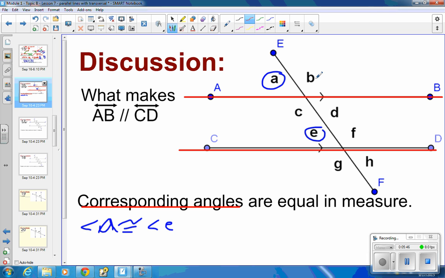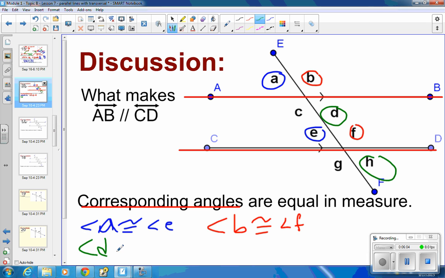How else could I prove this? Well, angle B would have to correspond with angle F. If you slid B down, it would land on top of F. So angle B would be congruent to angle F. And we have angle D here. Angle D should land on top of H. So angle D corresponds with angle H. And our last one, angle C, would correspond with angle G. Angle C is congruent to angle G.